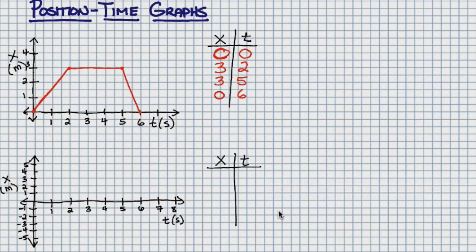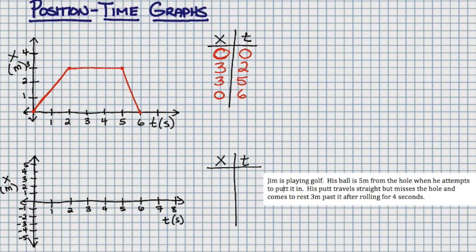If we take a look at example number 2, it says Jim is playing golf. His ball is 5 meters from the hole when he attempts to put it in. His putt travels straight but misses the hole and comes to rest 3 meters past it after rolling for a time of 4 seconds. So this one is a little bit different.